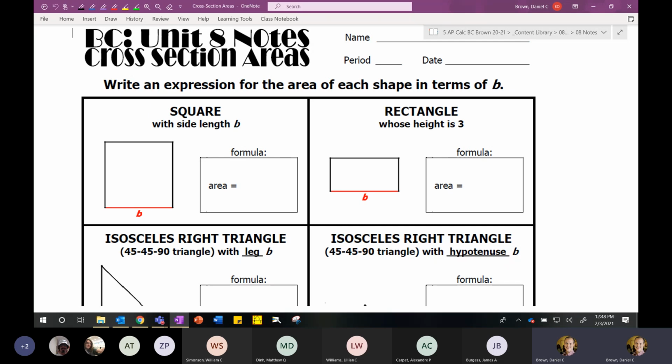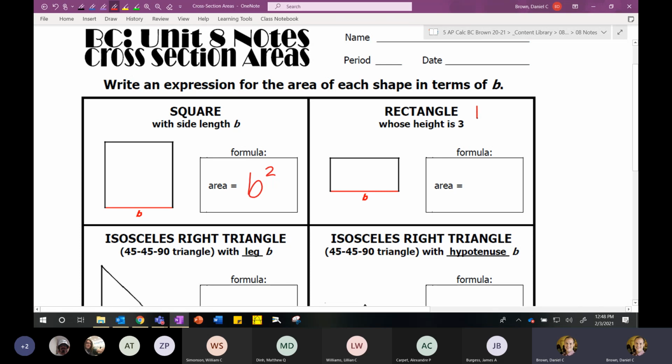We are often going to want to write the formula, the geometric formula, in terms of the base. So the square is easy. If I say that a square has a side length of B, what is the area of that square going to be? B squared, easy enough. We know area is length times width, so if it's a square, it's just going to be B squared.